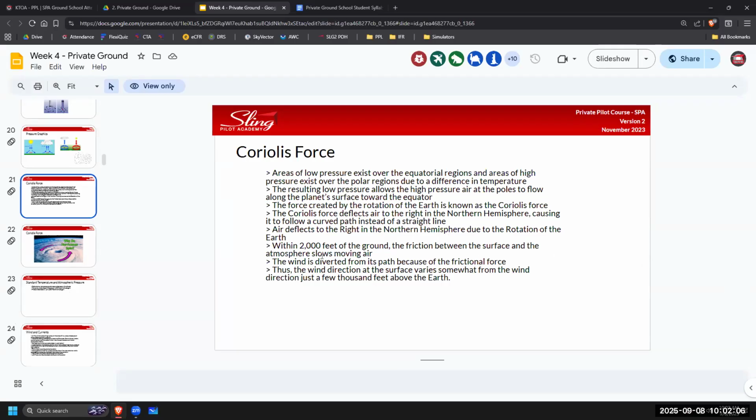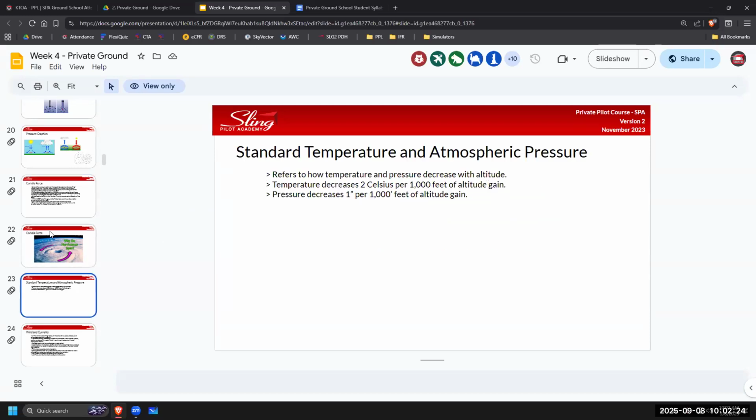Okay, so we have surface winds within 2,000 feet of the ground. And we have the Coriolis force pushing air towards or deflecting air to the right because we're rotating. Then we watched that video.